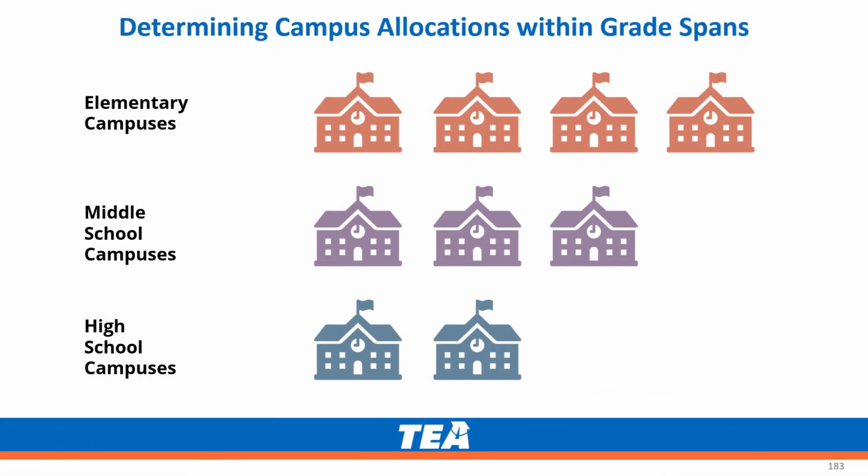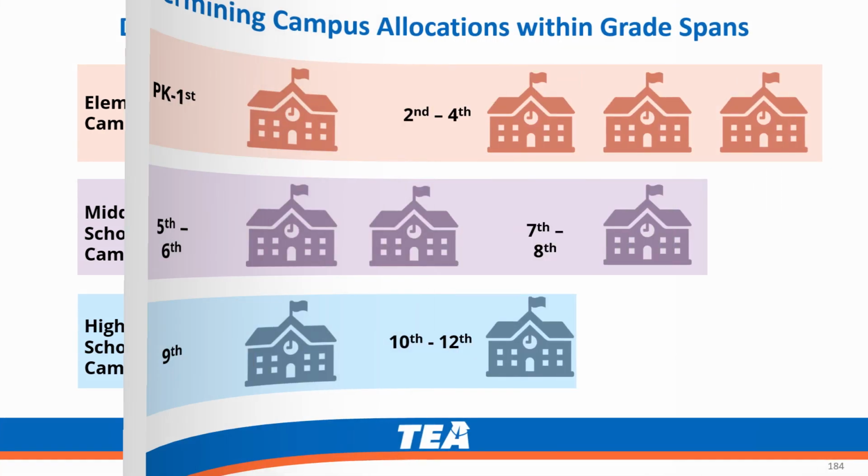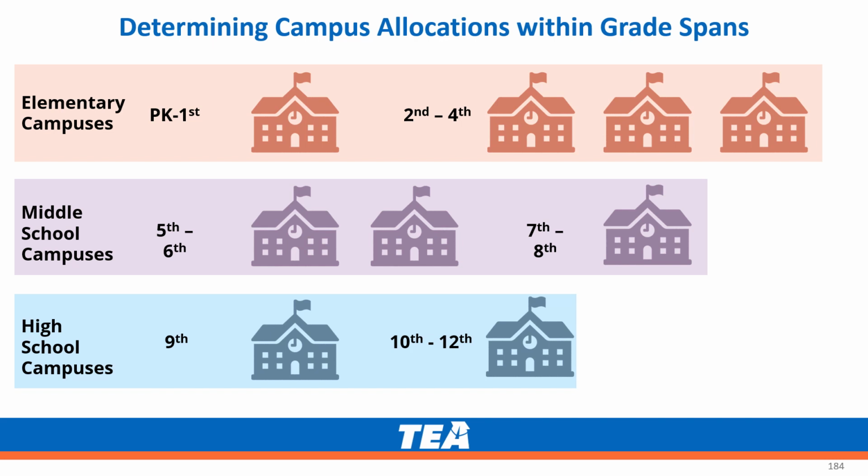In contrast to determining allocations on an LEA-wide basis, an LEA can choose to determine allocations within grade spans. Grade span groupings for campus allocations do not have to match the grade spans typical for any grade span category. For example, elementary campuses don't all have to be pre-K through 5th. Middle school campuses don't all have to be 6th through 8th, and high school campuses don't all have to be 9th through 12th. There may be various groupings of grade spans within the same grade span category, as seen in this example.